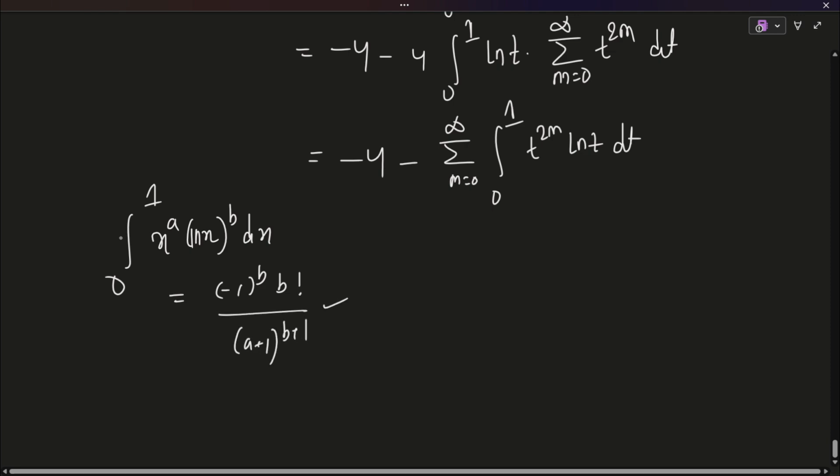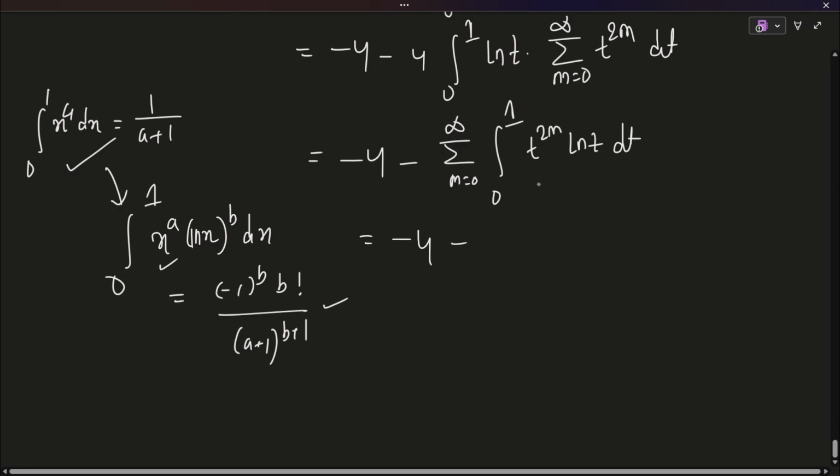This is the result. And you can try and prove it simply using the integral of 0 to 1 x to the power a dx. Do not try and do anything else. Simply try to prove it using this result itself. Let me know if you got it. Okay, so let's continue with this one.